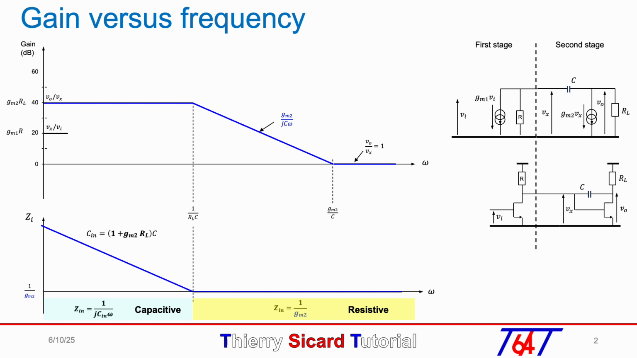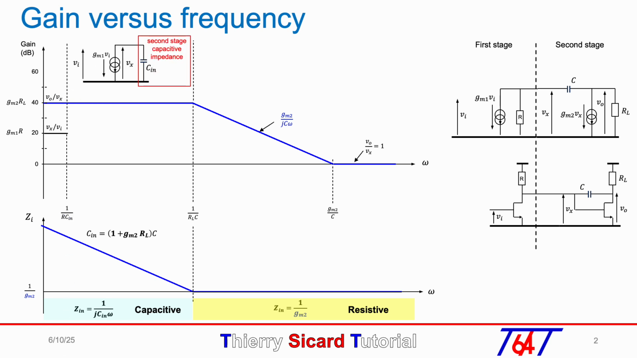But we saw that the second stage provides at low frequency a capacitive input impedance equal to Cin. So when the angular frequency is higher than 1 over RCin, the majority of the GM1 times Vin current flows in the capacitor Cin. The gain becomes equal to GM1 over jCinω.